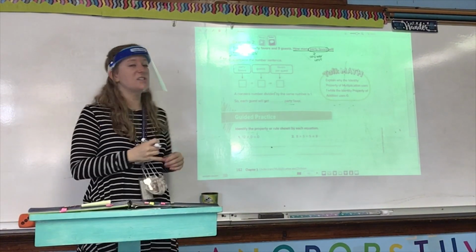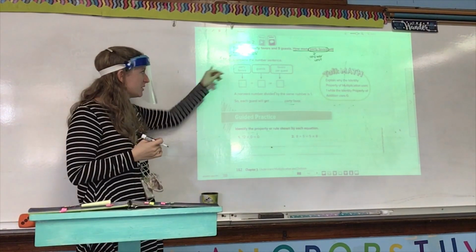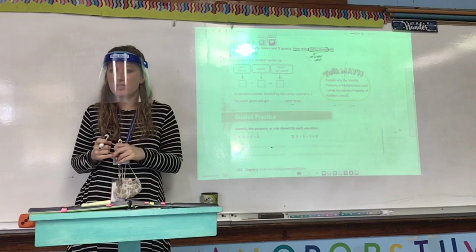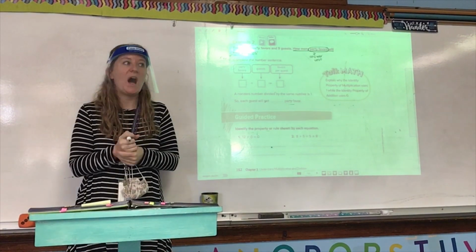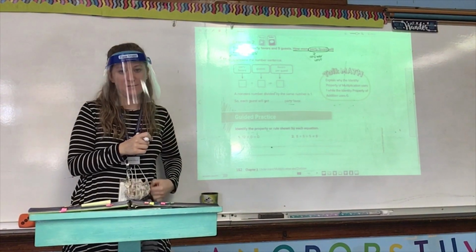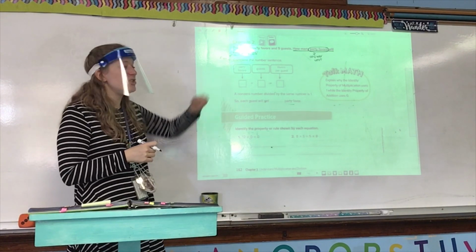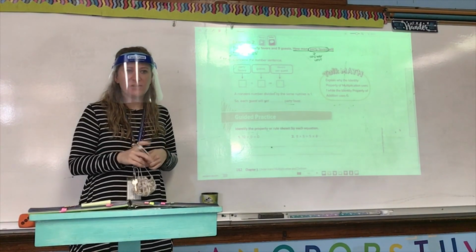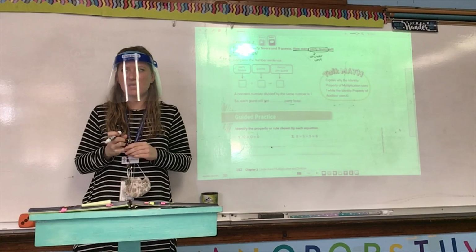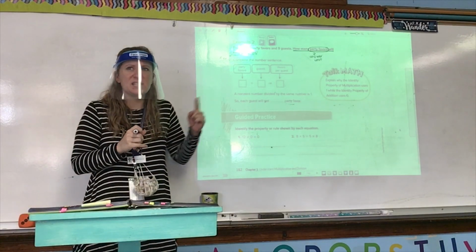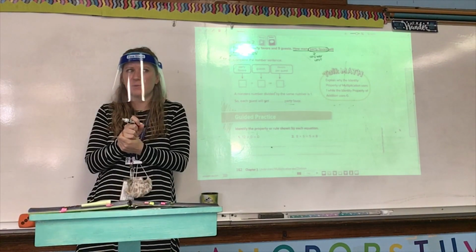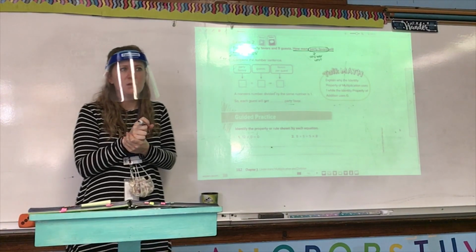Make sure you're not just circling and boxing and underlining. Make sure you're also labeling. Because otherwise, when you go back, you don't know why you circled or boxed or underlined. So each means we're going to be doing multiplication or division. What other words do we see sometimes? If we don't see each, we'll see something else if we know we're going to be doing multiplication or division.